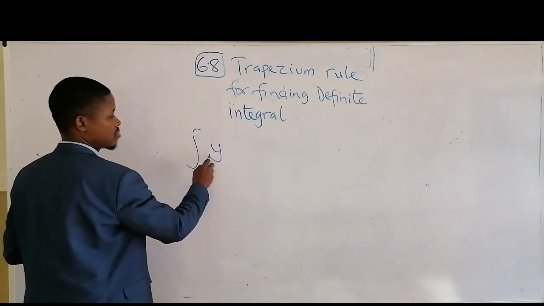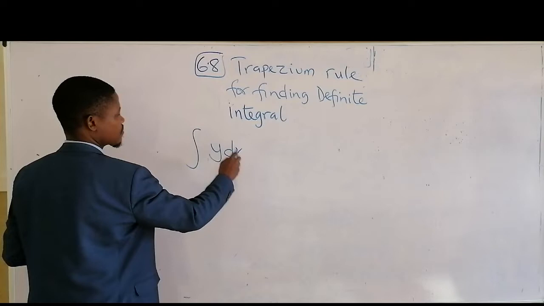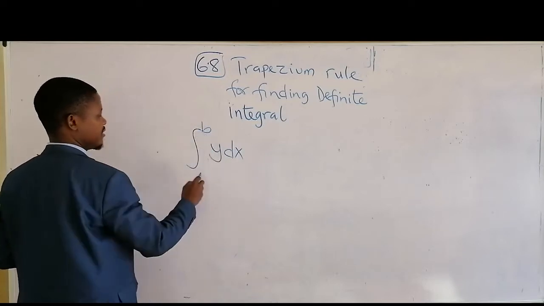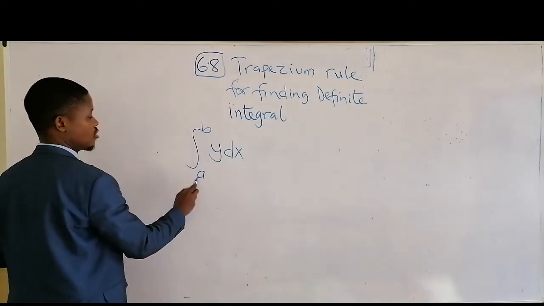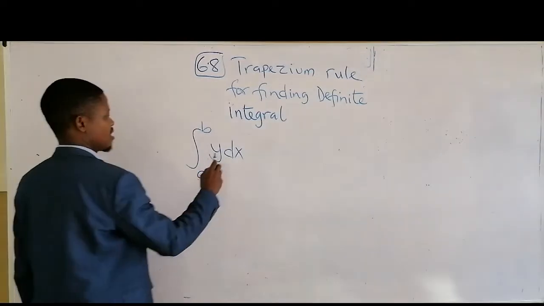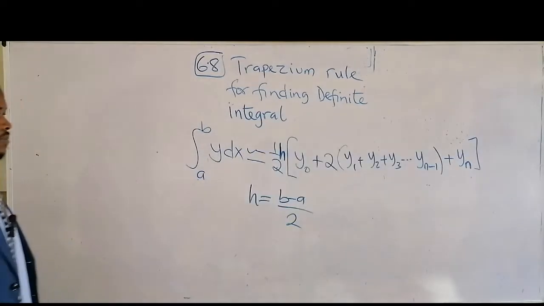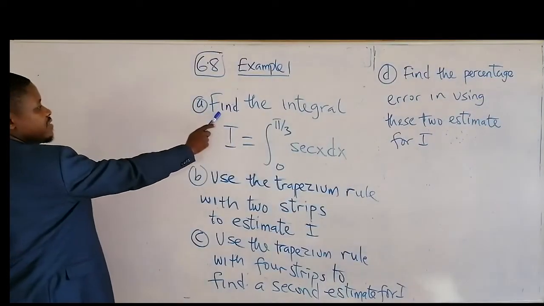So this is the formula for the trapezium rule. The integral of y dx, this is the upper limit and this is the lower limit. The upper is b, the lower is a, is approximately equal to the following. Here, find the integral.